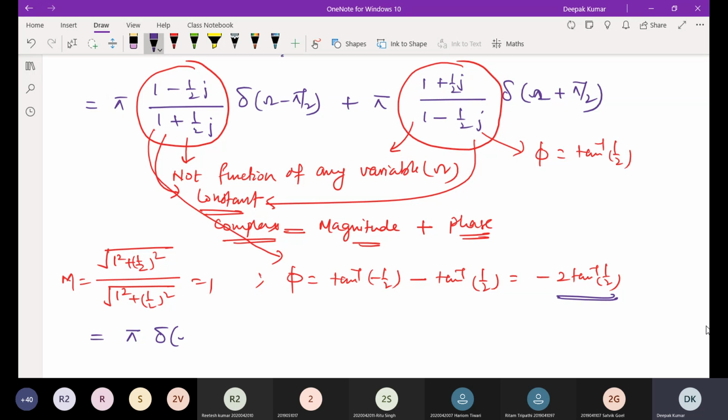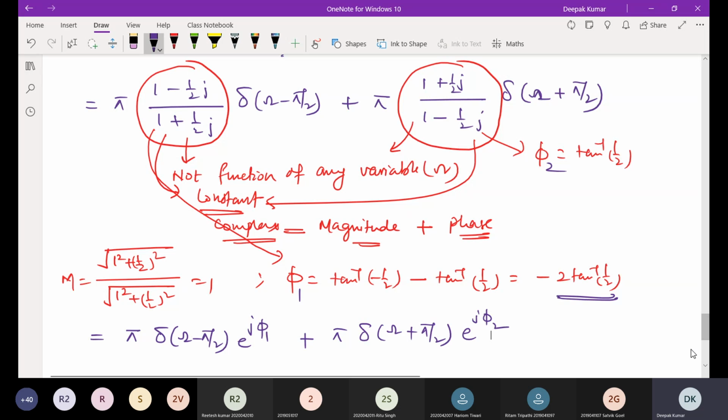So write delta omega minus pi by 2. This value is also constant. Phasor is represented as e to the power minus j phi. Suppose this is phi 1, this is phi 2. So this is phi 1 plus pi delta omega minus plus pi by 2 e to the power j phi 2.